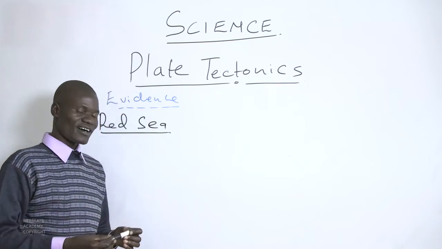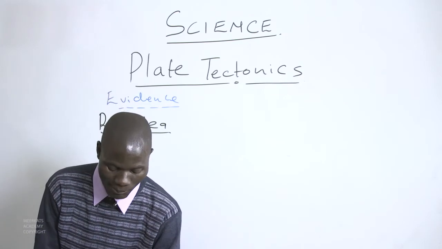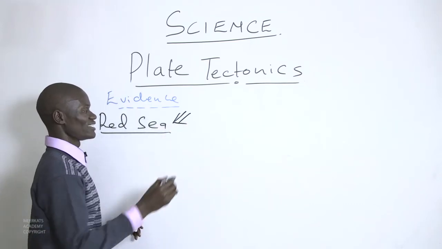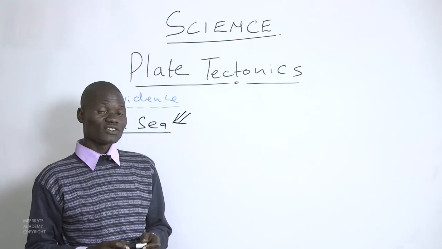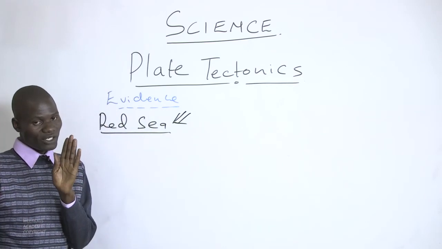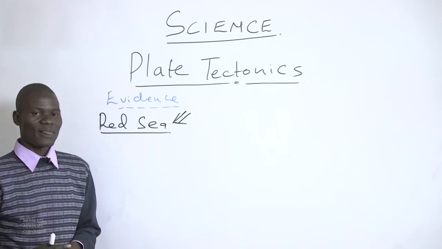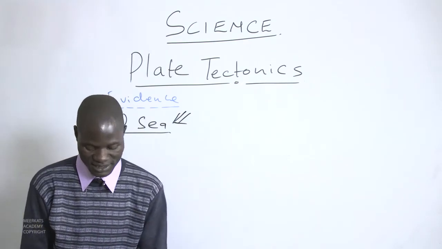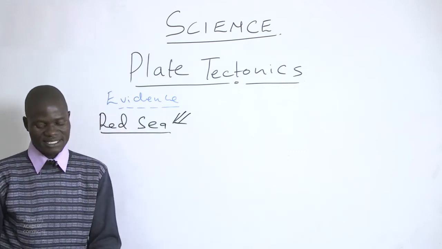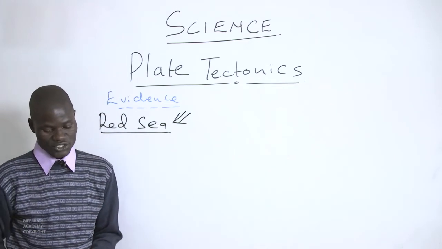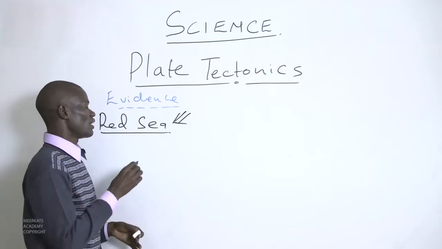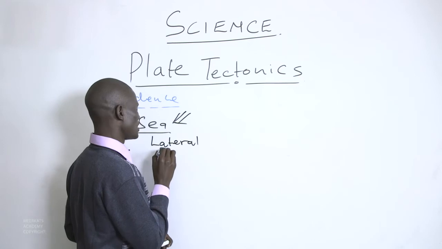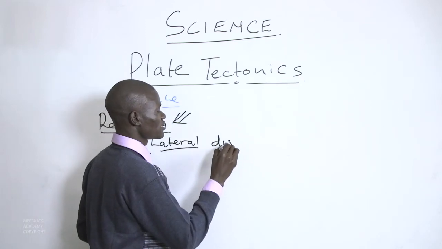When you have a global map or an atlas, try to locate the Red Sea. You'll be able to find that the Red Sea borders two continents, that is the African continent, and on the opposite side, the Saudi Arabian. The Red Sea evidence shows that there is underground lateral displacement in the flow of the Red Sea.